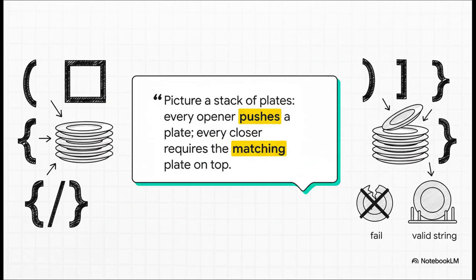Just picture a stack of plates. Every time you see an opening bracket, any kind, you push a new plate onto the stack. Then, when you see a closing bracket, you have to look at the very top plate. Does it match? If it's a closing parenthesis, is there an opening one on top? If yes, great, you pop it off. But if the wrong plate is on top, or if there are no plates left, you know the string is invalid. And the final check? At the very end, that stack of plates has to be completely empty.